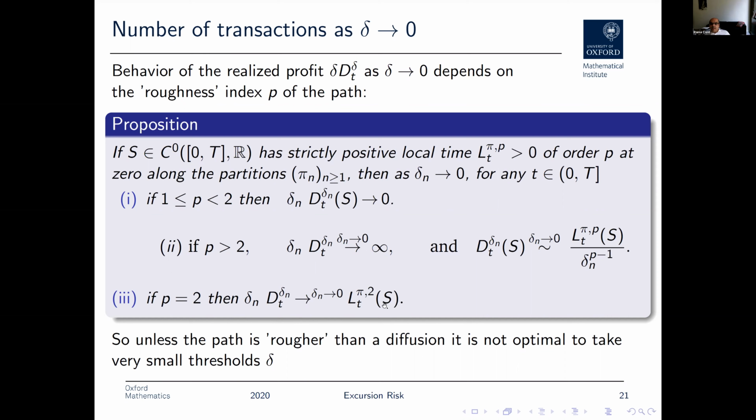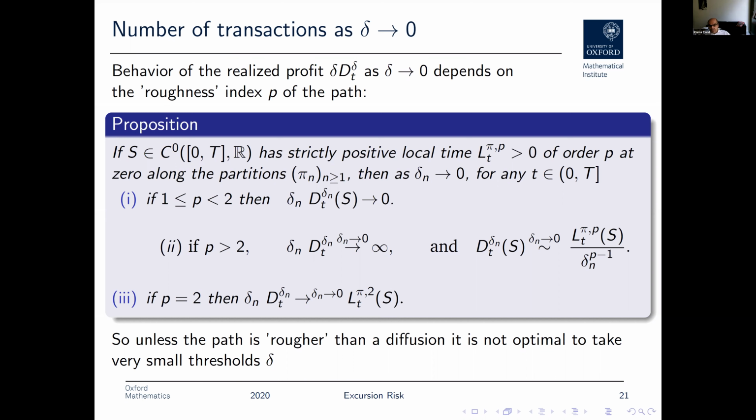And interestingly, I think it gives a new financial interpretation of the local time at 0. It shows that the local time at 0 can in fact be thought of as the realized profit of a high frequency trading strategy using that signal. So it's a very concrete financial interpretation, which I think is new. I haven't seen this before in the literature.